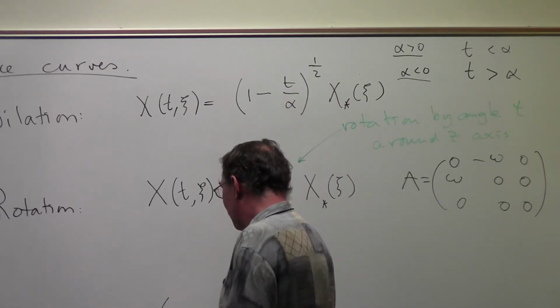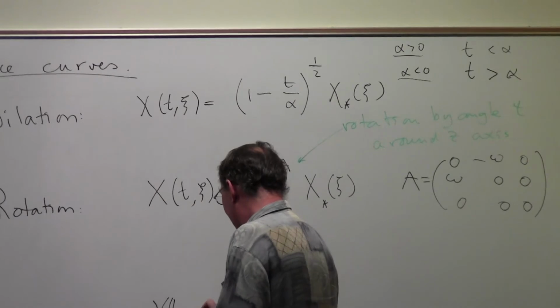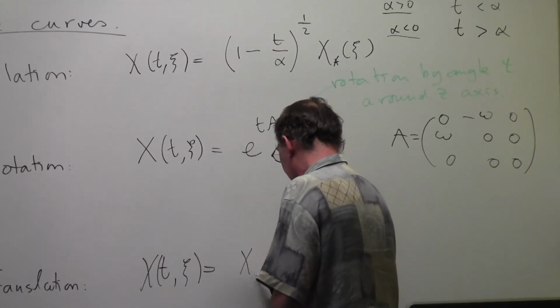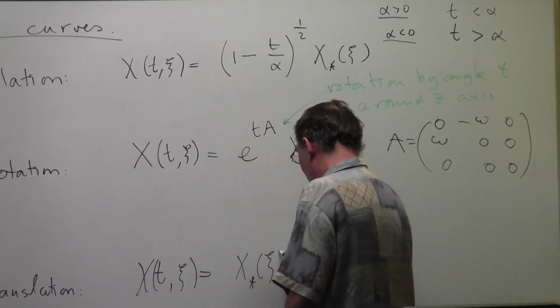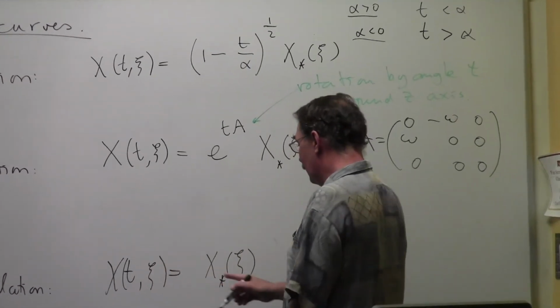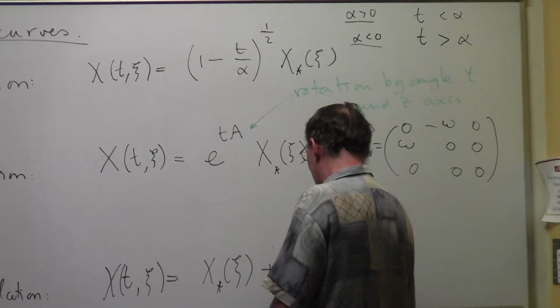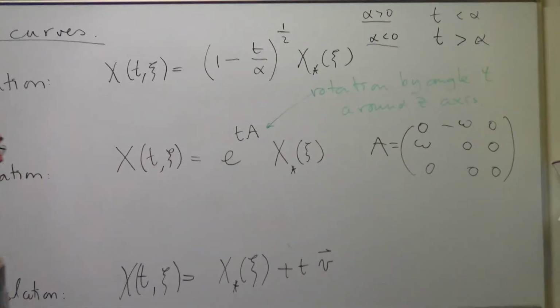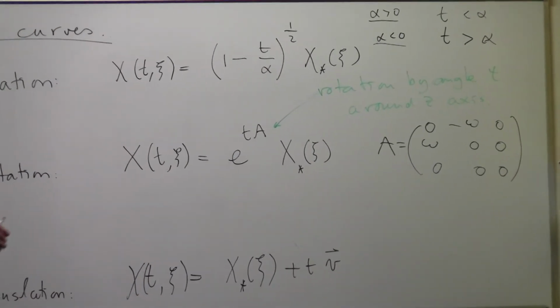Translation. That's the simplest to describe. That's just x at time t is just a fixed curve plus t times a vector v, where v is the velocity, right? So these things just translate, they move with constant velocity vector v.